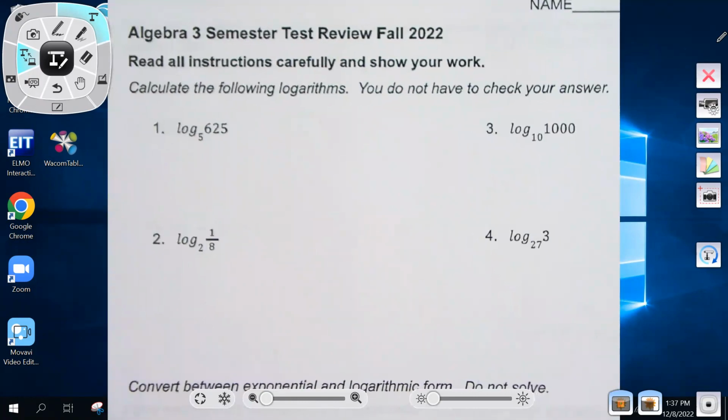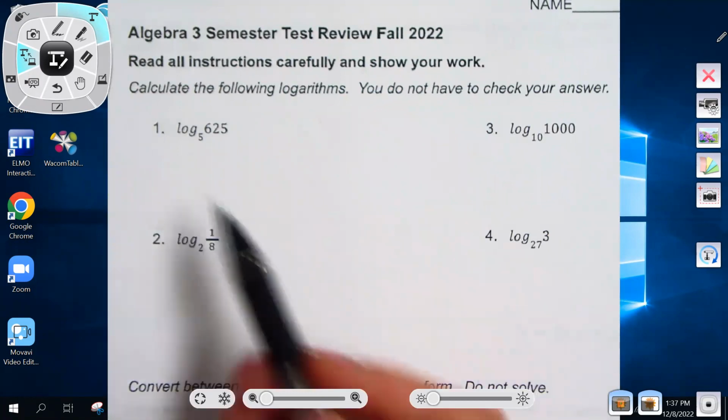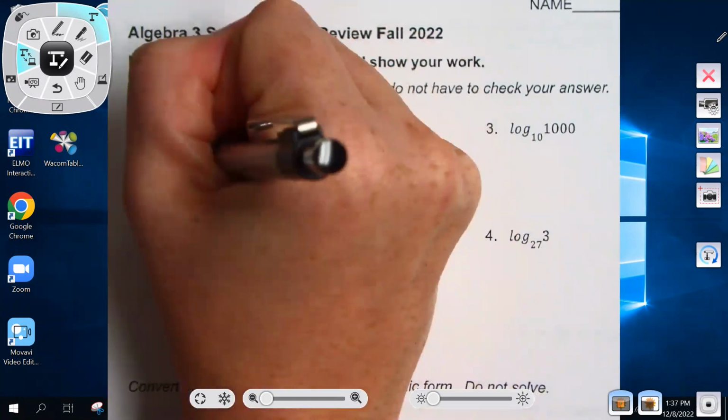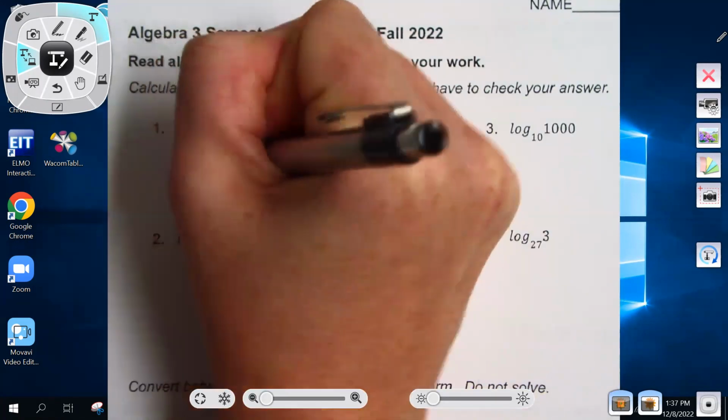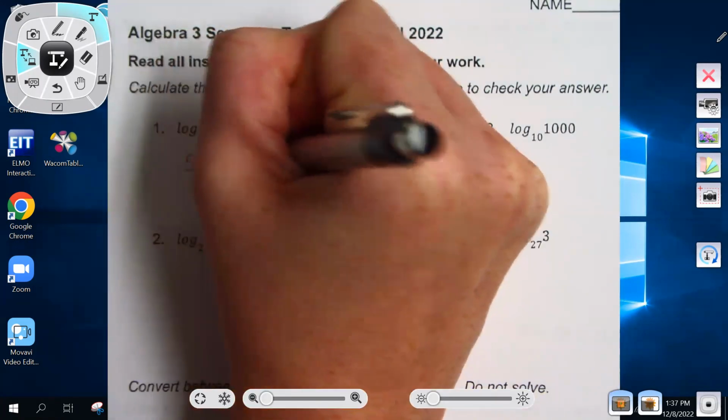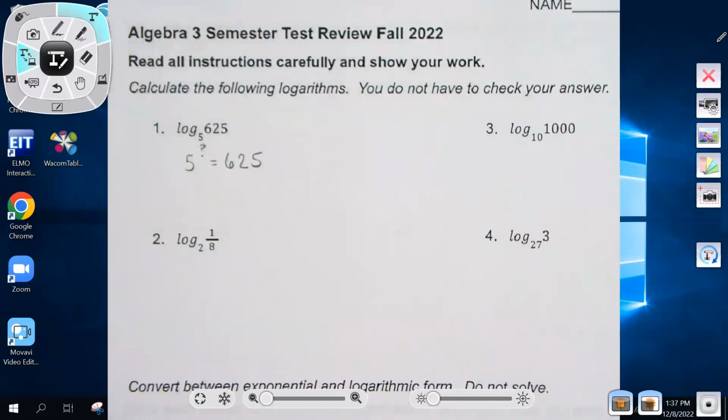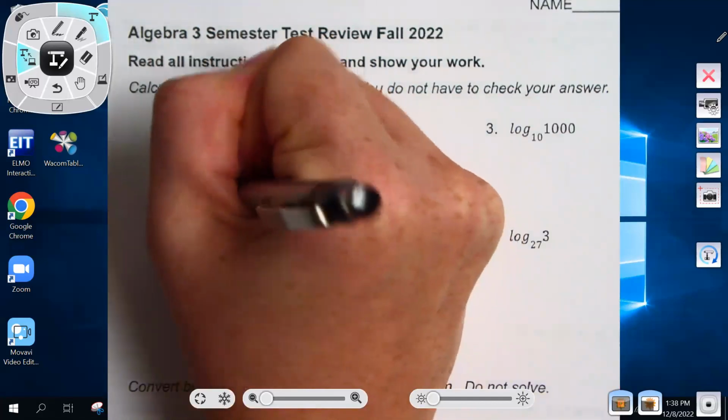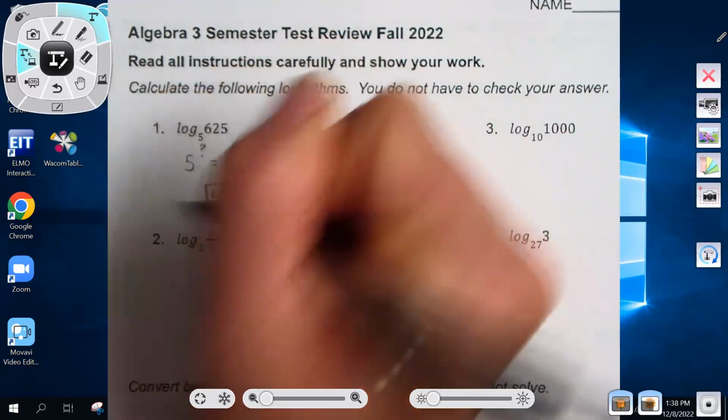The first four problems, you're just calculating the logarithms. And these logarithms are just asking specific questions. Like on number 1, this is asking 5 to what power equals 625. You can do this in your calculator and find that answer is 4.